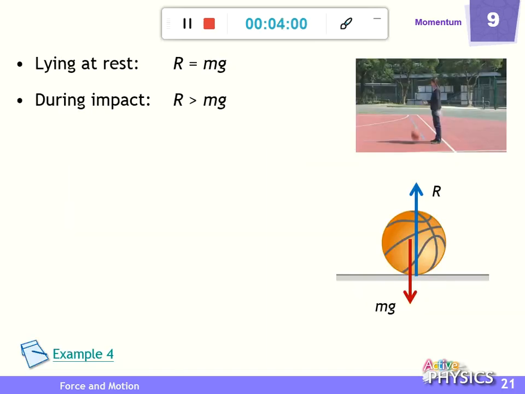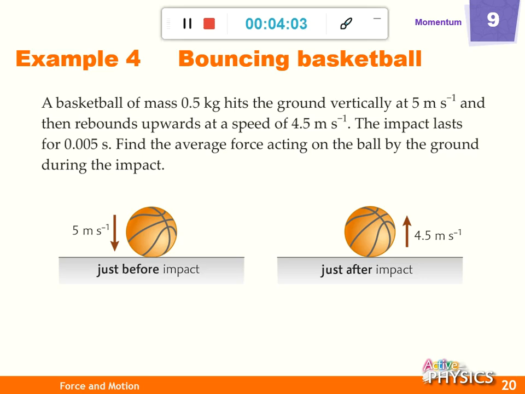Okay, example 4. Bouncing basketball. Look at this. This one is a vertical motion question. Pay attention to the weight of it. Look at the question. Just before impact, it means just touching the ground, the velocity will be 5. After the impact it will be 4.5. The impact time given is 0.005. The mass is given to you. Find the average force acting on it.